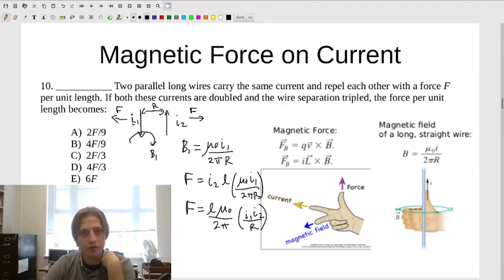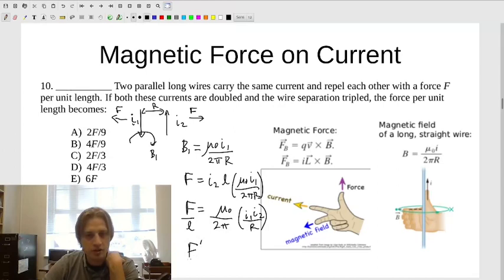Now the question asks, if both of these currents are doubled and the wire separation is tripled, the force per unit length becomes. Okay, so this is a force per unit length. If you want to divide both sides by L, there's your F over L. Now, if I change those currents, the changed F prime over L would just be, so mu naught doesn't change, that's a constant, 2 pi doesn't change.